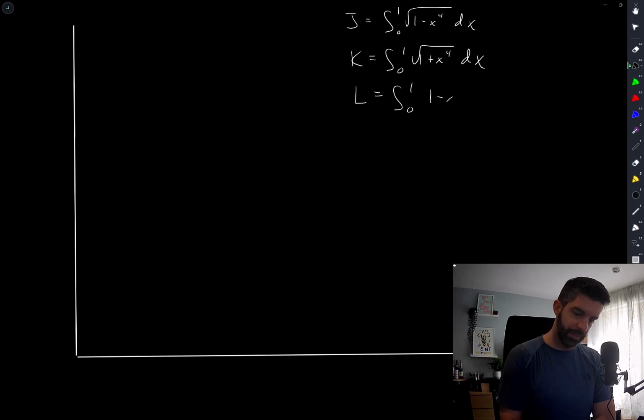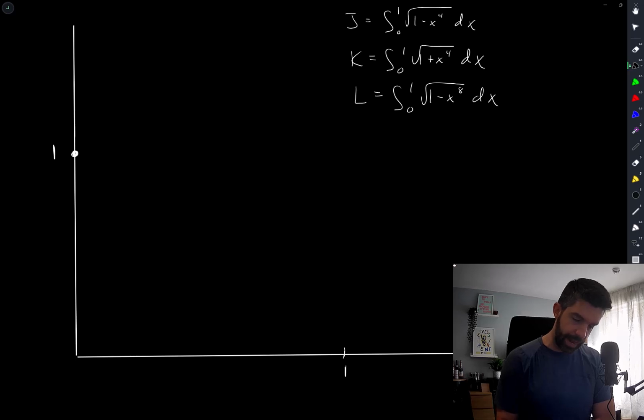J is the integral of the square root of 1 minus x to the 4 dx. K is the integral of the square root of 1 plus x to the 4 dx, and L is the integral from 0 to 1 of 1 minus x to the 8 dx. Okay, so when x is equal to 0, all of these functions are clearly equal to 1. We're integrating out to 1.